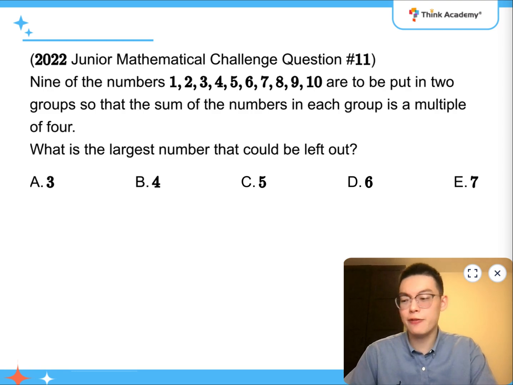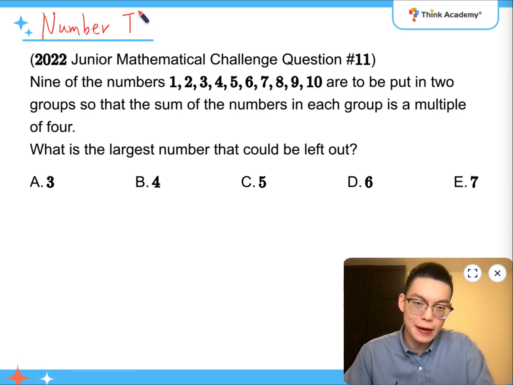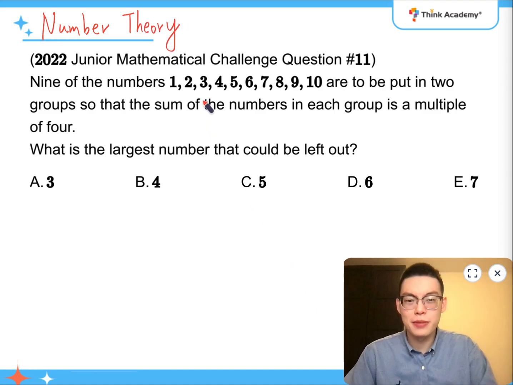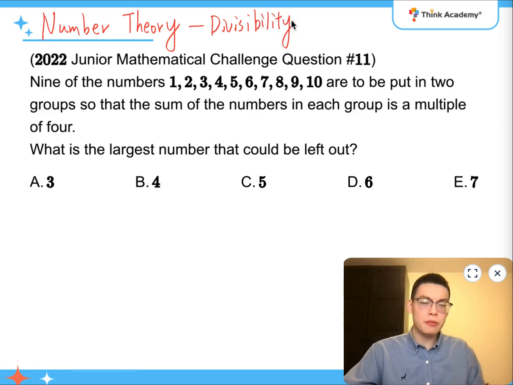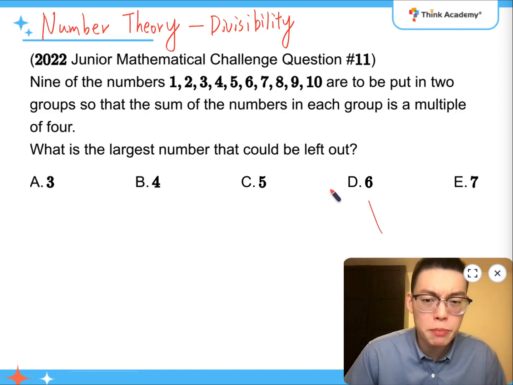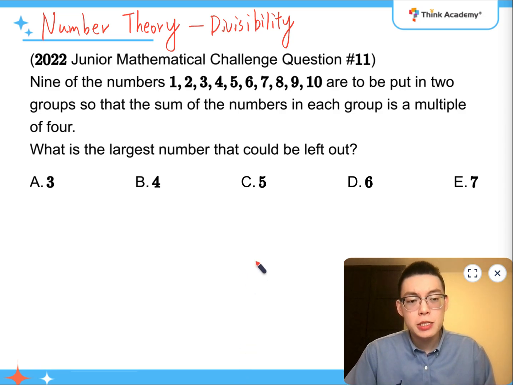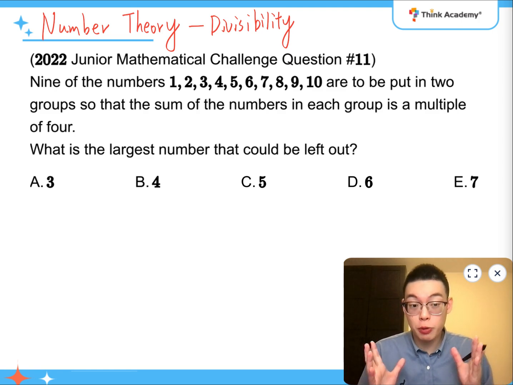And then question 11, another special question, which is asked a little bit irregularly. It is actually a number theory problem on divisibility, believe it or not. Because it says that 9 of the numbers are to be put into 2 groups such that the sum of each group is going to be a multiple of 4. So it means that the 2 groups adding up is also a multiple of 4, right?